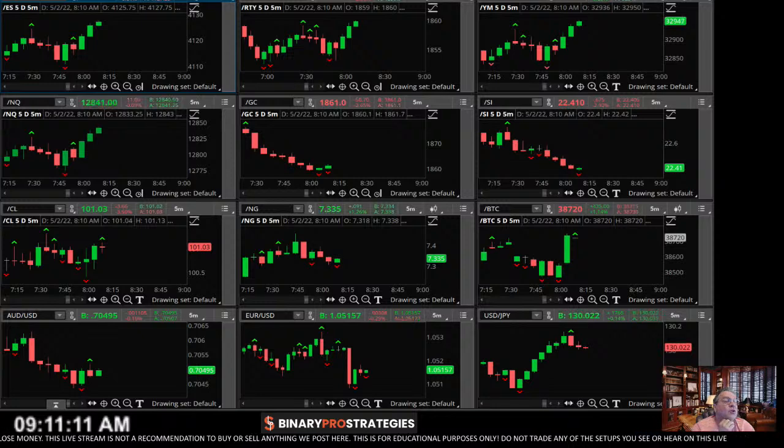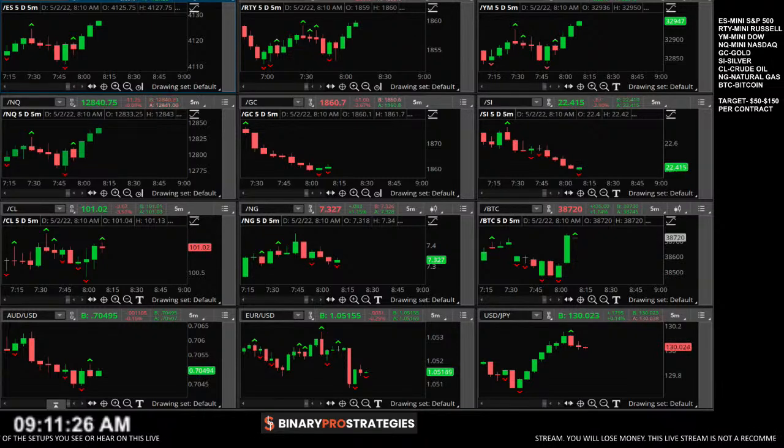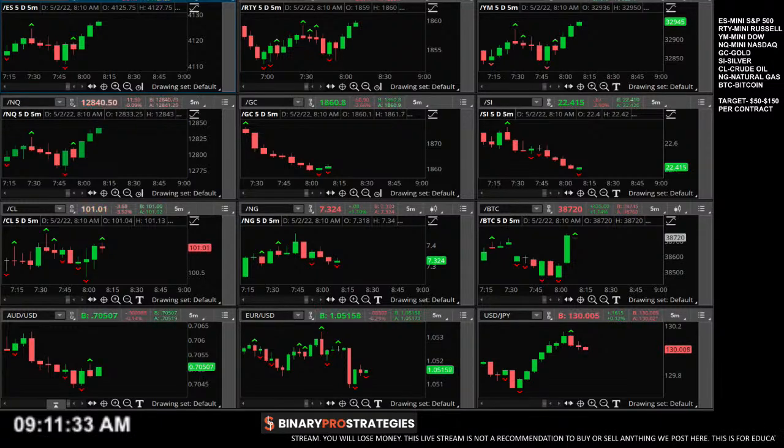ES getting close to going in. Looking at YM. YM once again getting close to going in. Let me put these symbols up as a reminder of what we're looking at here. Entry on your mini Dow is going to be if it hits 329.63. 329.63 is going to be my entry if it gets hit.